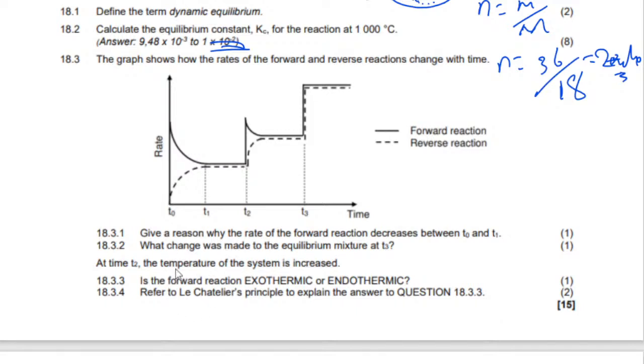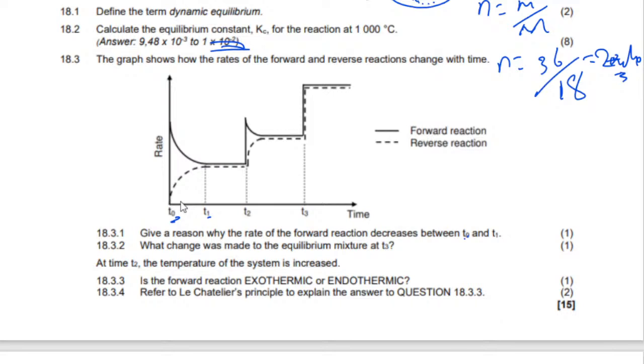They are saying, in this question, give a reason why the rate of the forward reaction decreases. The graph below shows the forward reaction and reverse reaction with time. Give a reason why the rate of the forward reaction decreases between 0 and T1. Why is it decreasing? Because you are using up the reactant.